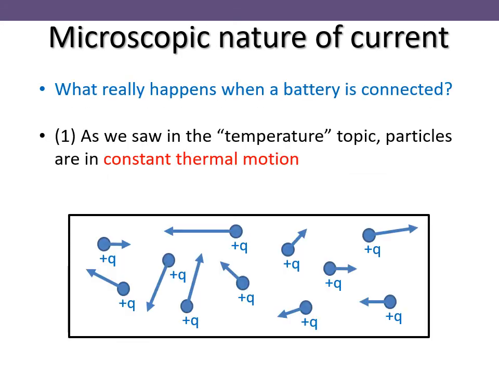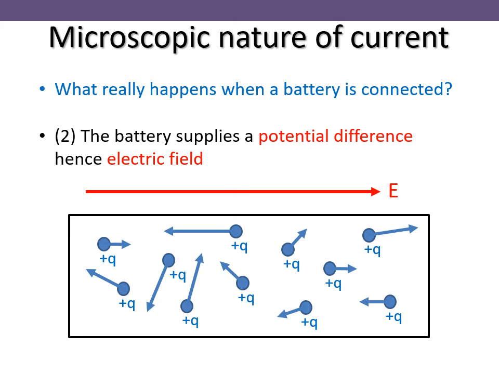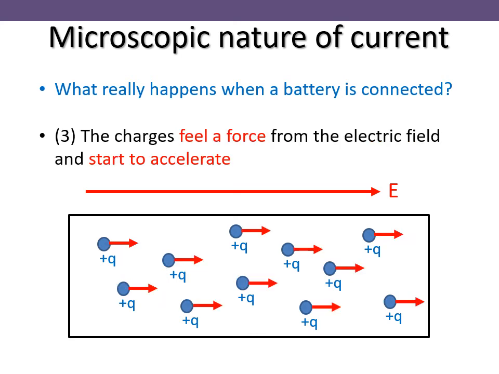So what's actually happening when you connect a battery into a circuit? The charges, as you can see here, these little Qs, when we were looking at our temperature topic, our particles are in constant motion. Our battery supplies a potential difference, which creates an electric field, and that's directed in one direction, in this case from left to right. That electric field causes our charged particles to be forced in the direction of the electric field. So then they get accelerated and they start to move through our circuit.